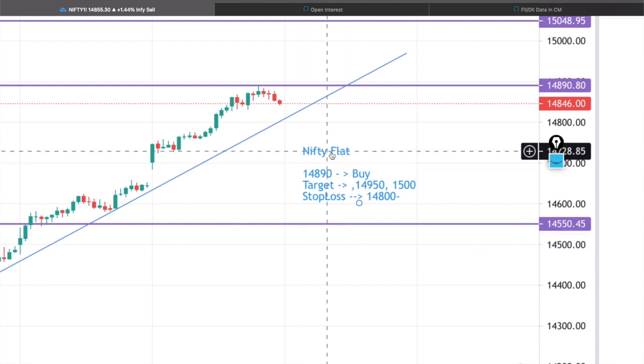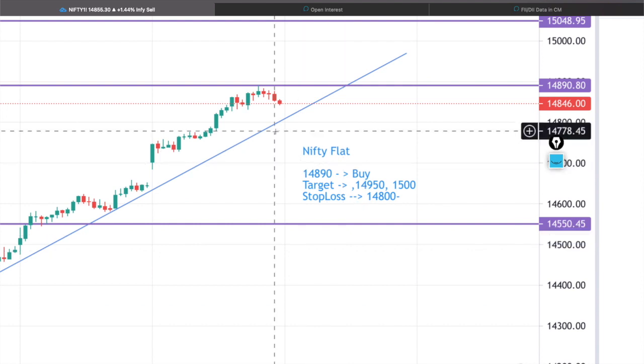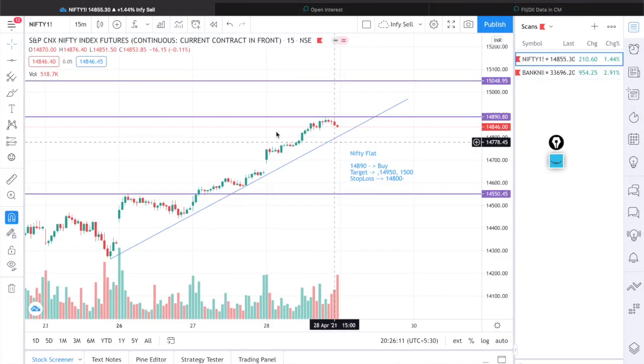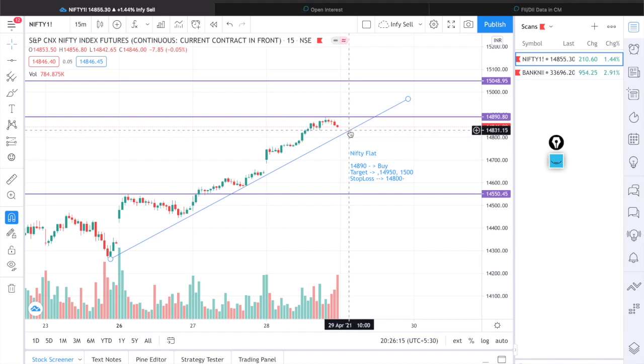Tomorrow we have only one condition, that Nifty has to open flat, and if it crosses 14,890, we'll go for a buy. The targets are very good, 14,950 and 15,150 points we'll be getting. And the stop loss will be 14,800. That's very sure. Why have I given 14,800? Because this is the trend line. You can mark your trend lines on your chart too, and as soon as the trend line breaks, you just exit your trade if you go for a buy. So keep it very clear.